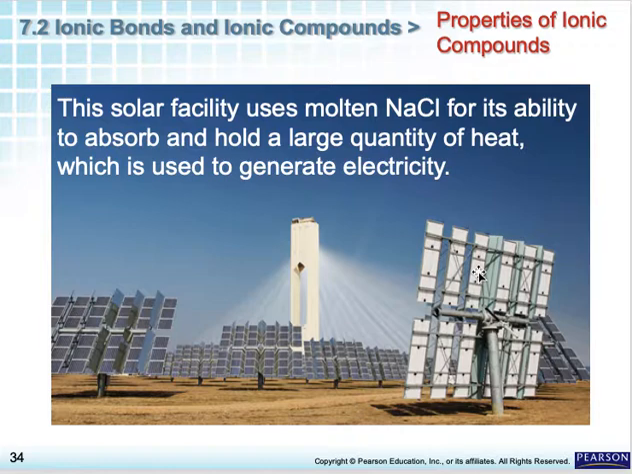Solar panels are really interesting. They use molten sodium chloride for its ability to absorb and hold a large quantity of heat because it has such a high melting point. And then that's used to generate electricity. I wish we lived in a little bit sunnier climate, and I would probably get solar panels. They're very useful out in places like Phoenix, Arizona, places with a lot of sun.